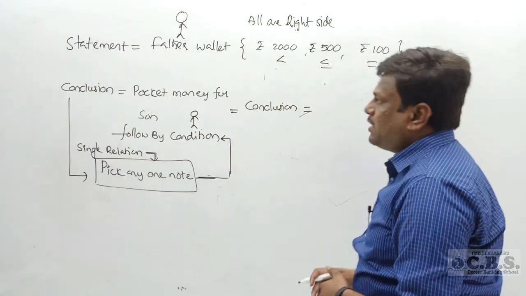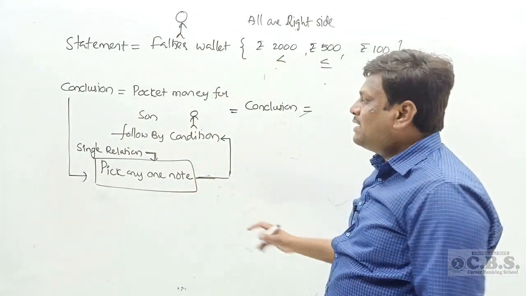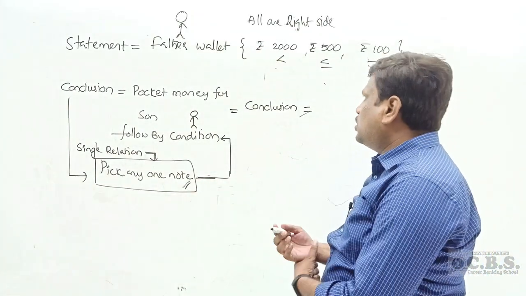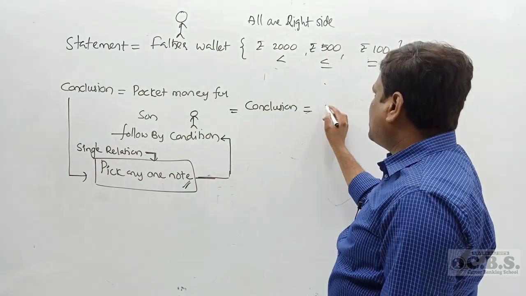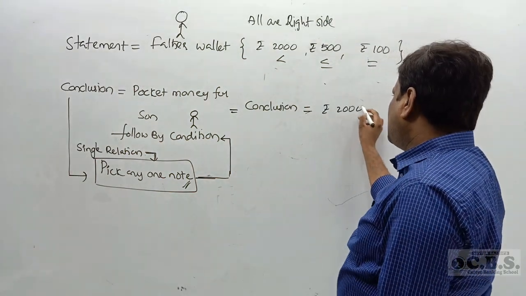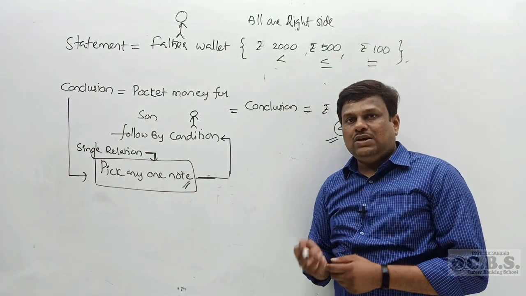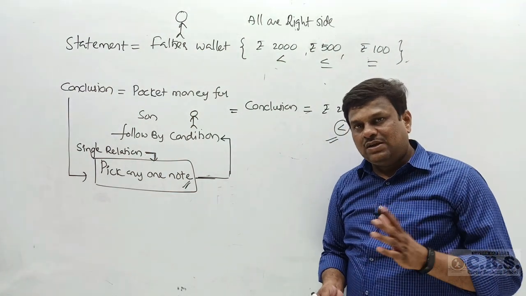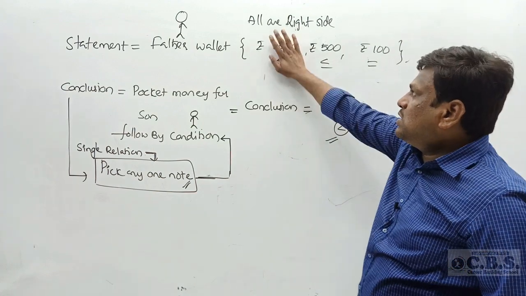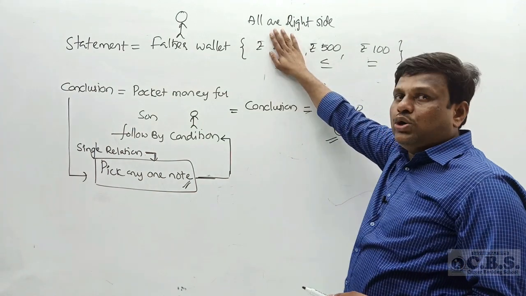Okay, now the son is trying to ask for pocket money from the father. The father replied, take any one note. Definitely, if the son picks up the 2000 rupees note, it is nothing but all symbols on the right side. So what is the first preference? Less than. Okay, what is the first preference? Less than.